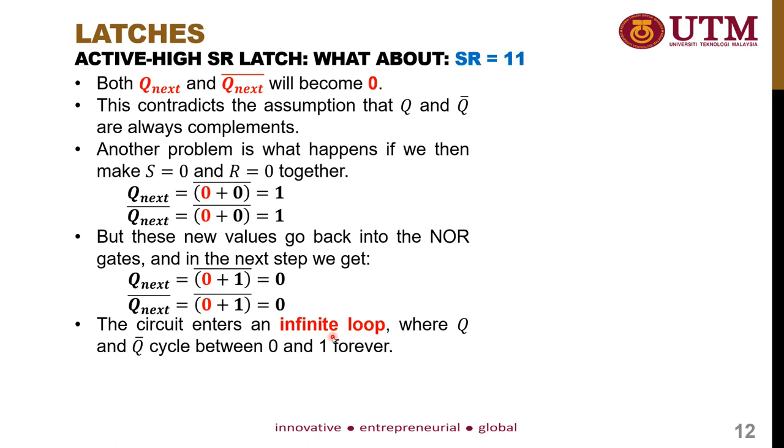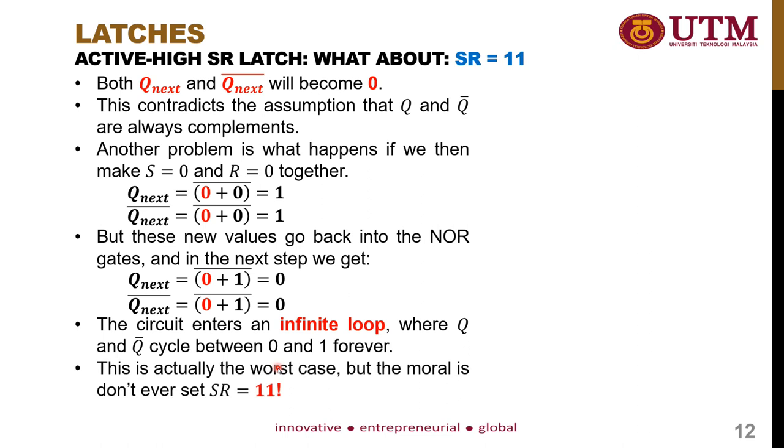For this statement, let's say in cycle 1, we set the values of S and R equal to 1, 1. Then in the next cycle, we set S and R equal to 0, 0. And in the further cycle, we also set S equal to 0 and R equal to 0. When we set up those cycles, the circuit will enter an infinite loop because it will cycle between 0 and 1 forever, so your circuit will not be functional. This is actually the worst case, but the moral is: don't ever set the SR value to 1, 1.